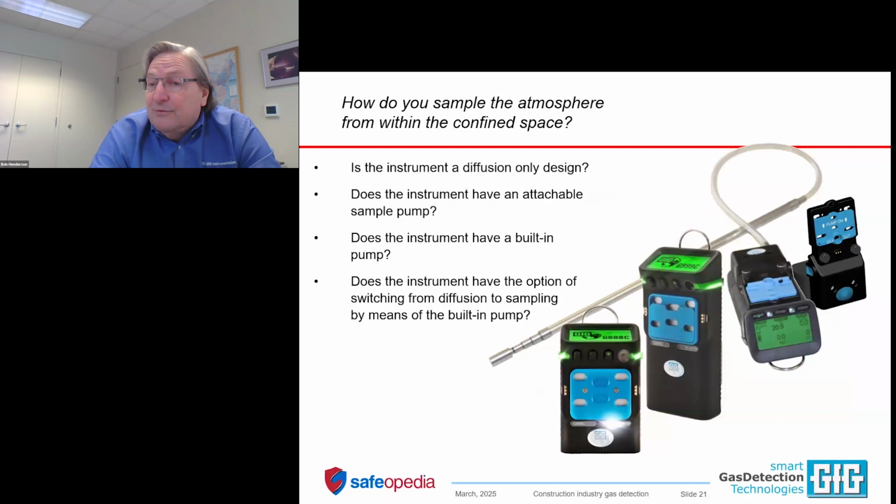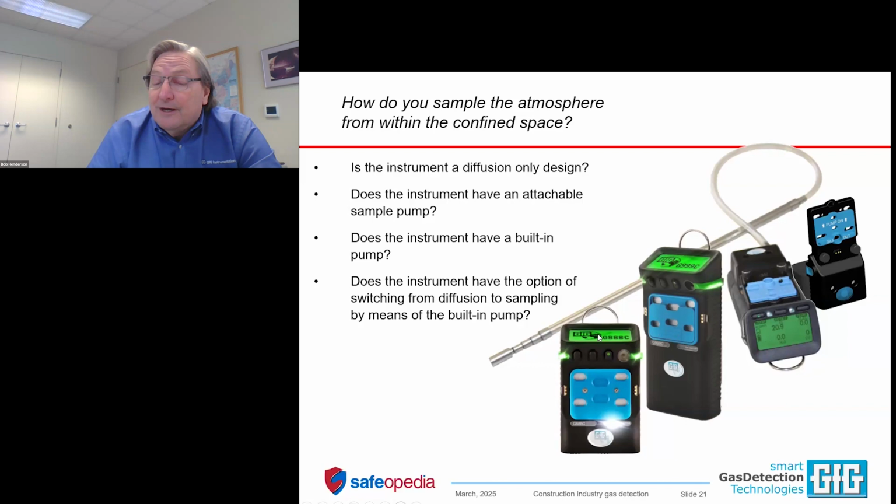How do you sample from the space? Well, you can always tie the instrument on a string and lower it into the space. It's not my favorite method of testing. I much prefer to use a pump equipped instrument. You can have an attachable pump that you put onto the instrument. You can have an instrument that has a built-in pump. This instrument has a built-in pump with a slide switch that turns it on.